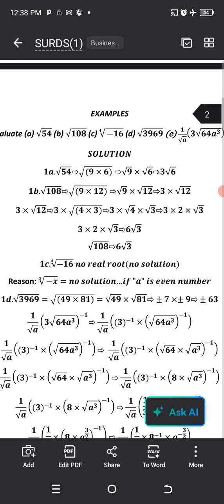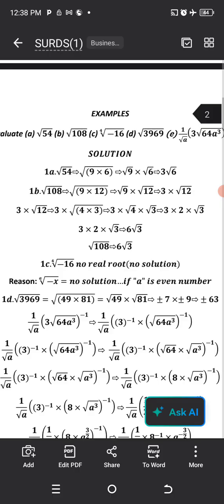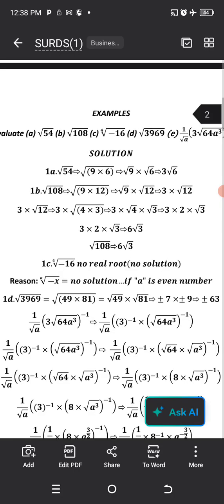So there is another way you can solve this complex surd. Square root of 12 can definitely be expressed as what? 3 multiplied by square root of 4 times 3. And if you split that 4 times 3, you have 3 times square root of 4 multiplied by square root of 3. So definitely square root of 4 is 2 multiplied by square root of 3. So 3 times 2 times square root of 3 is what?